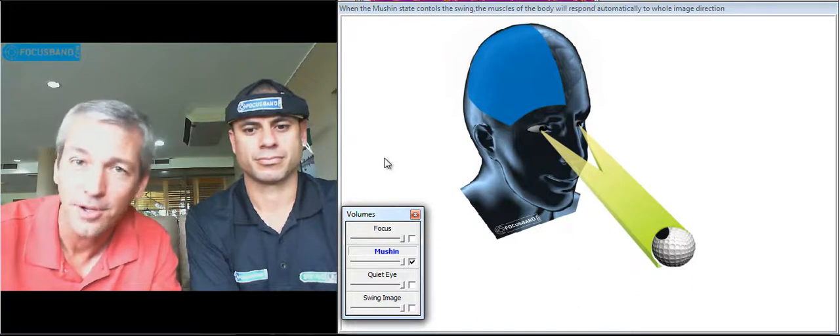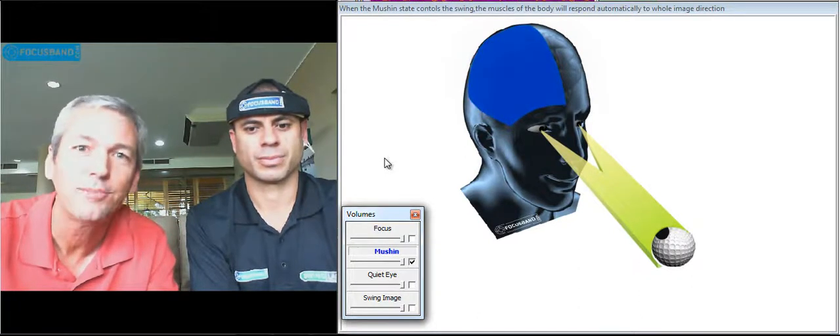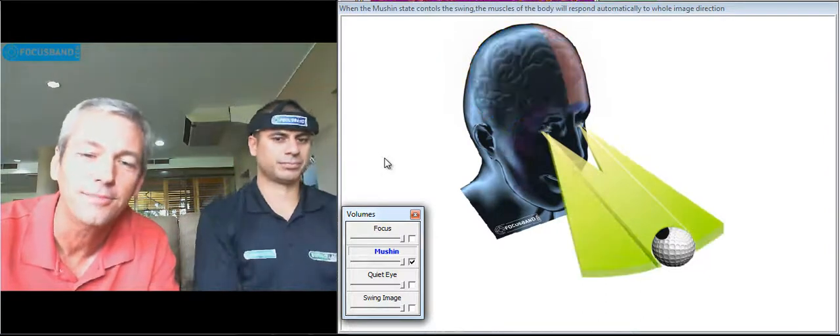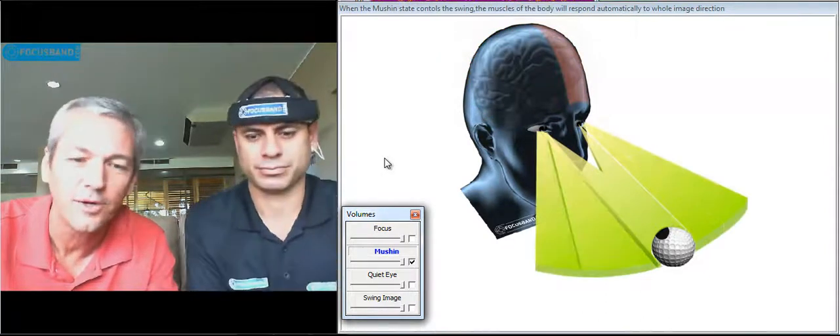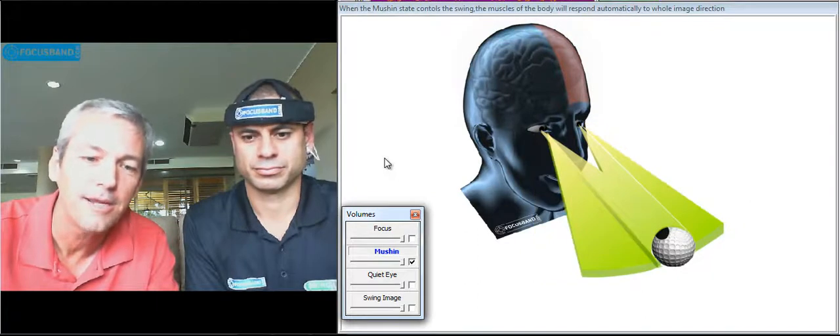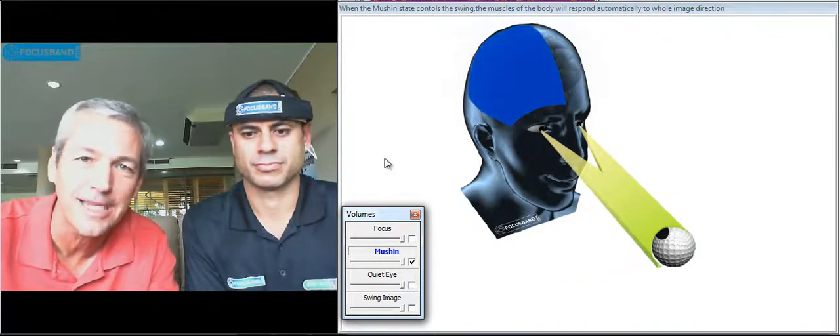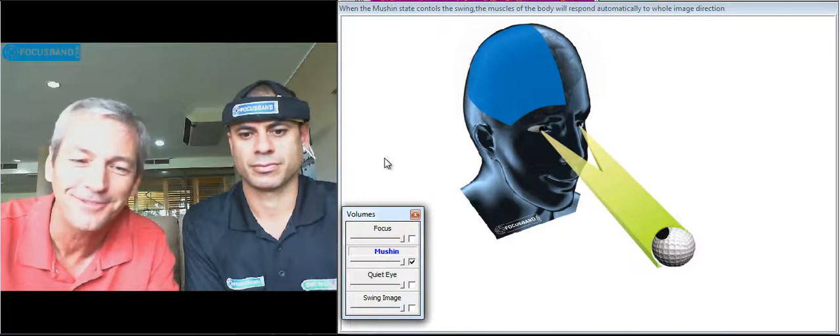If he was hitting golf balls on the driving range, he would want to listen to the music, make sure it comes on, and then he hits the shot. He trains himself to be in the zone. We can not only do it with the mushin state, but we can do it with quiet eye and also focus, or all three at the same time, if you're really good.